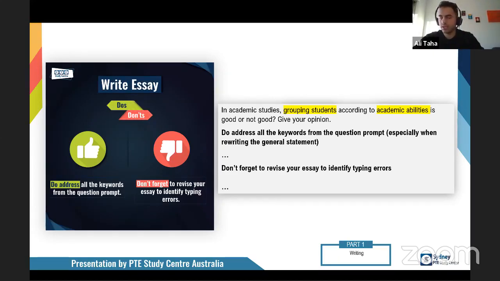Students, take a look at this question prompt. In academic studies, grouping students according to academic abilities is good or not good. Give your opinion. If you would like to share your thoughts in the comments, what would be the keywords that must be included in the general statement? So we are looking for the keywords here, because including the keywords within your general statement will maximize your content score.